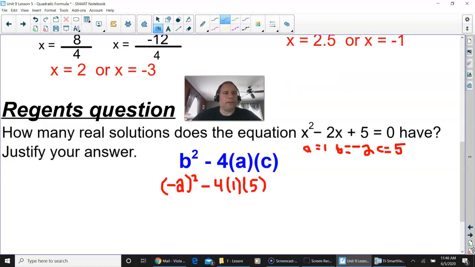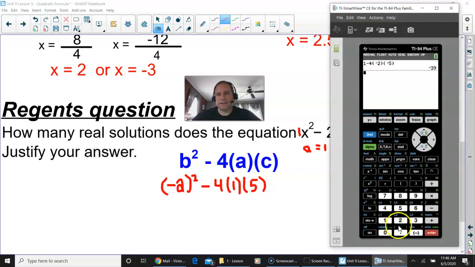All right, so last question. How many real solutions does this equation have? A equals 1, B is negative 2, and C is 5. And I'm going to use b squared minus 4 times a times c. And this b squared is negative 2 squared minus 4 times 1, which is your A in this case, times C, which is 5 in this case. So I am just going to substitute that into the calculator because my calculator is my friend.